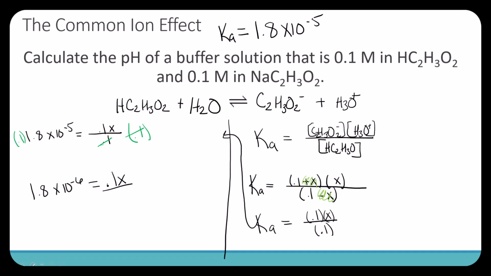And this is what I was saying. Now we're dividing by 0.1, and it brings us right back to where we started. All right, so we divide by 0.1, and we get that x equals 1.8 times 10 to the negative fifth.